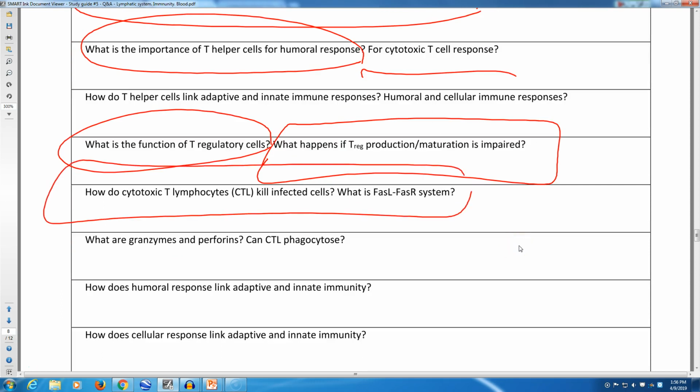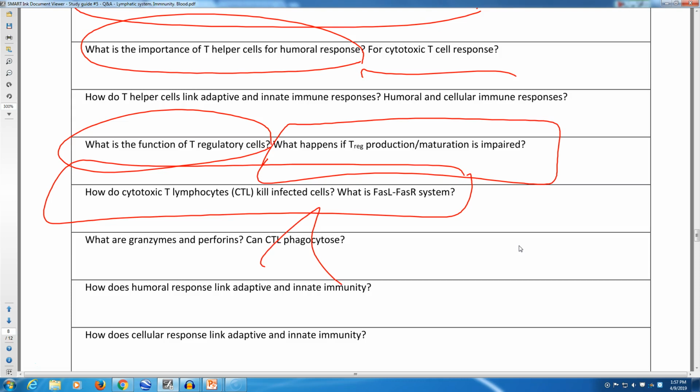Cytotoxic T lymphocytes. For this, you have to know that CTLs and NK cells, which are very similar mechanically, do not phagocytose, do not produce antibodies, and do not release respiratory burst. What NK cells and cytotoxic lymphocytes do is either release perforins and granzymes, leading to apoptosis, or induce apoptosis by ligand-receptor interaction, Fas ligand, Fas receptor interaction. Does that make sense? So they cannot phagocytose.